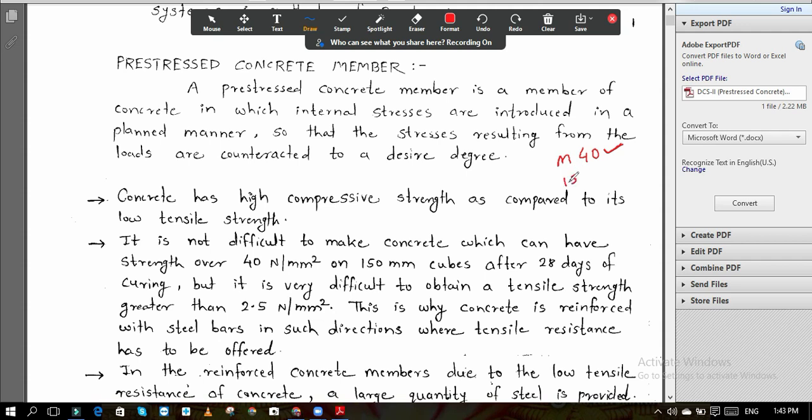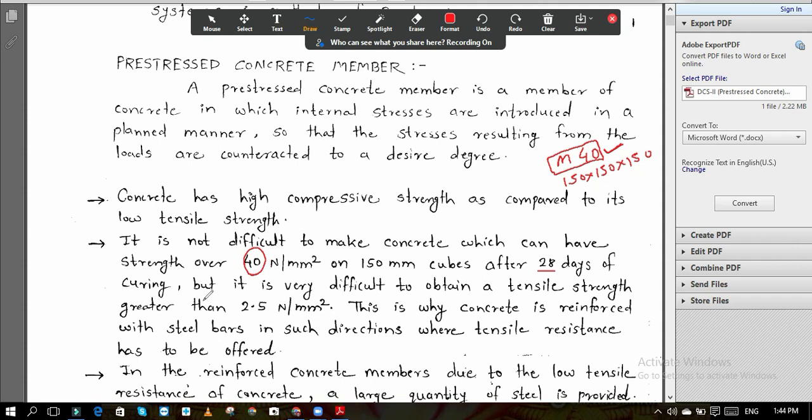So what we will do? We will make 150 by 150 by 150 cubes for testing. Okay, and this strength of 40 Newton per mm square is achieved after 28 days. So in short, it is a concrete of M40. What they are saying is that it is not difficult to make a concrete which can have the strength of 40 Newton per mm square. Okay, so we can make a concrete of this much strength.